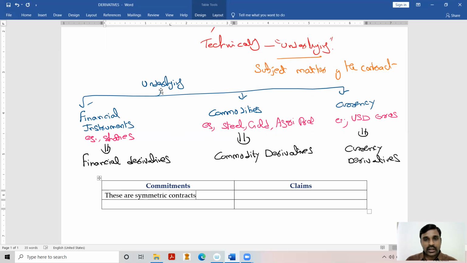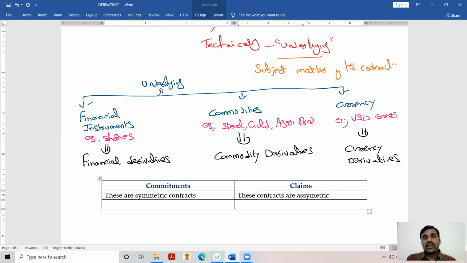Okay, symmetric contracts. Whereas claims are asymmetric contracts. Asymmetric means tilted or privileged in favor of one party. One party is in a more dominant or better position than the other party. So in the case of claims, one party is in a better position. Maybe for that better position he has to pay some money, but that's a different issue.